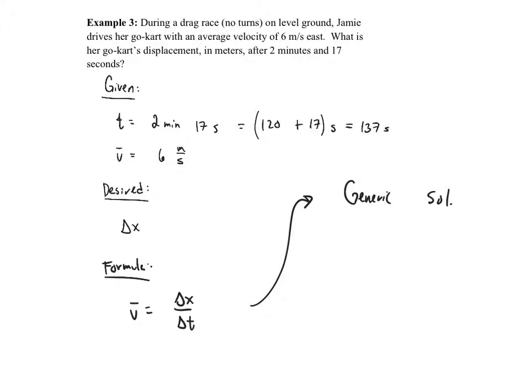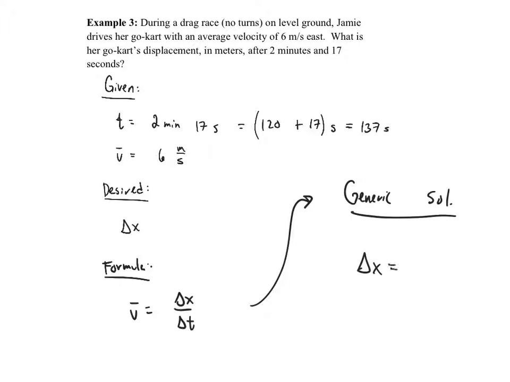A generic solution in physics involves no numbers. It means solve for the variable of interest. What's the variable of interest in this problem again? What is it, Seb? Delta x. So Caroline, if I solve for delta x, what do I get in the equation?